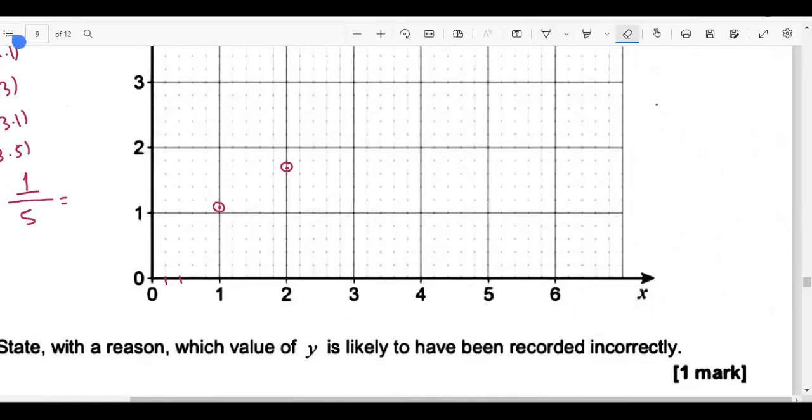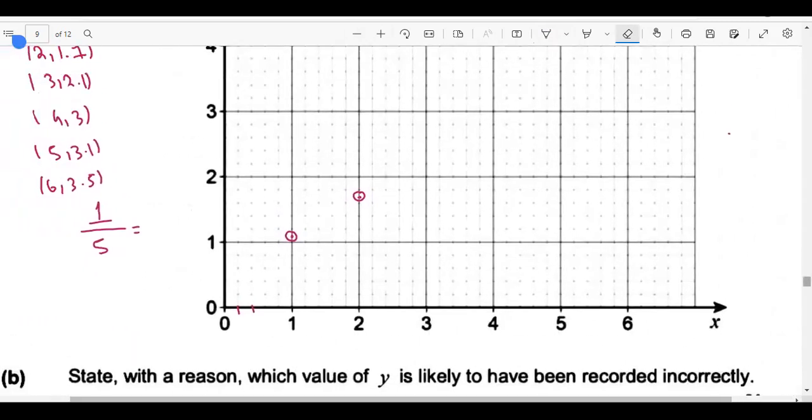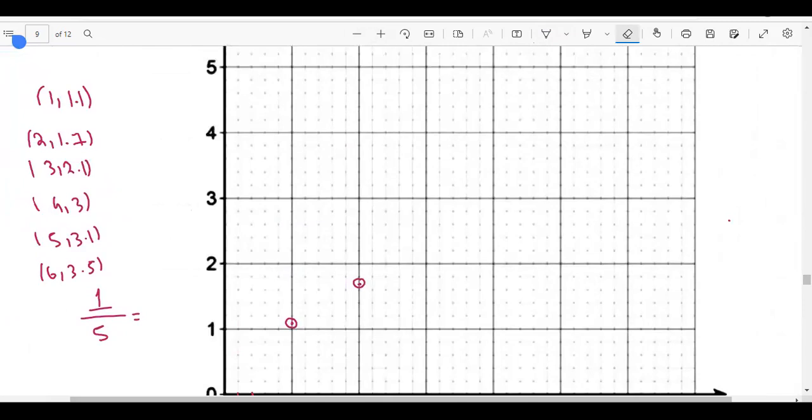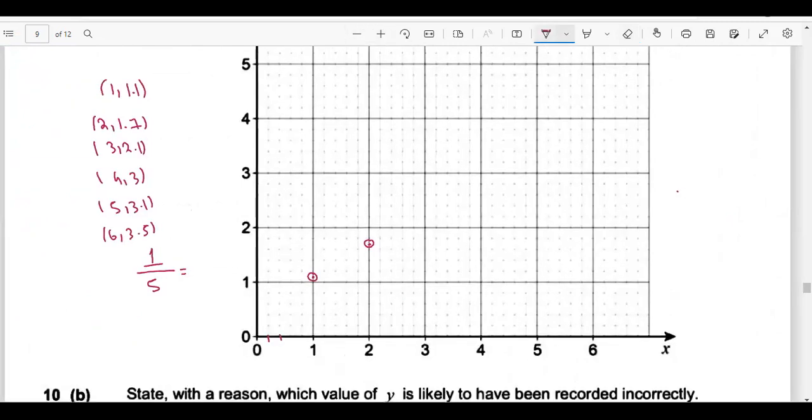Then what is the third value? The third value would be 3 and 2.1. So now the x coordinate is 3 and the y coordinate is 2.1. So this is the value. Then 4 and 3.